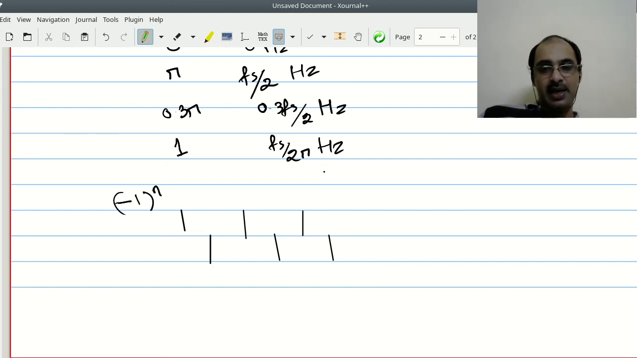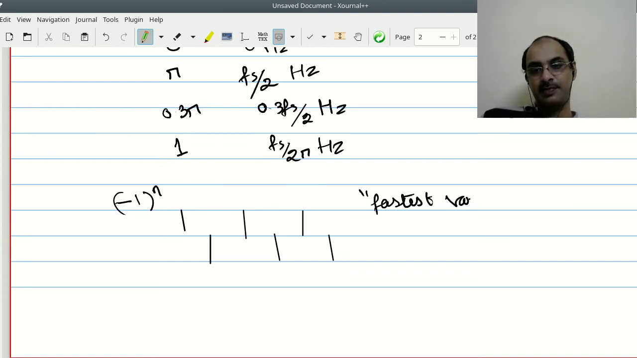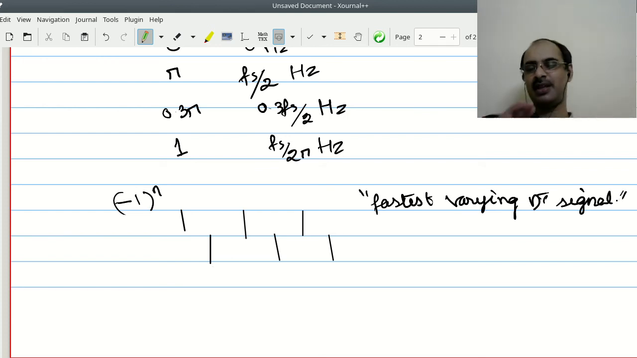So minus 1 power n is, loosely speaking, the fastest varying discrete time sequence or signal. Now you can argue it's not just minus 1 power n, it can be minus a, plus a, or something. It can be minus 0.2, plus 0.2, minus 0.2, plus 0.2. All of those are just scaled versions of minus 1 power n. But minus 1 power n, if you look carefully, is actually e power j pi n. And this, if you read off the omega naught, is pi.